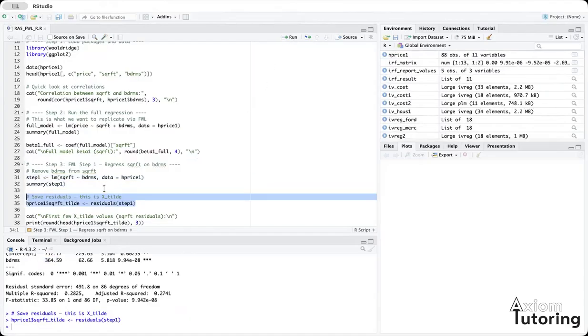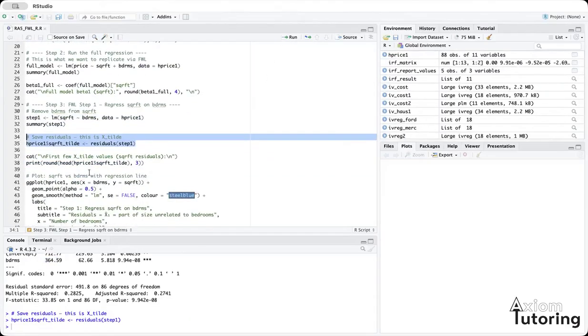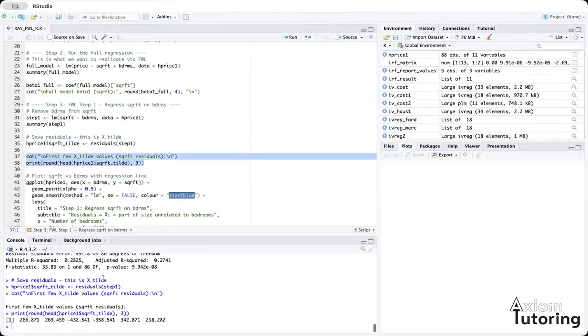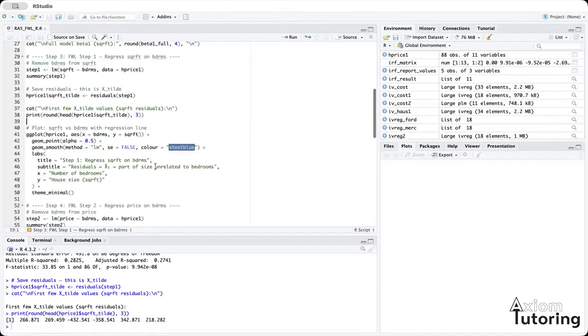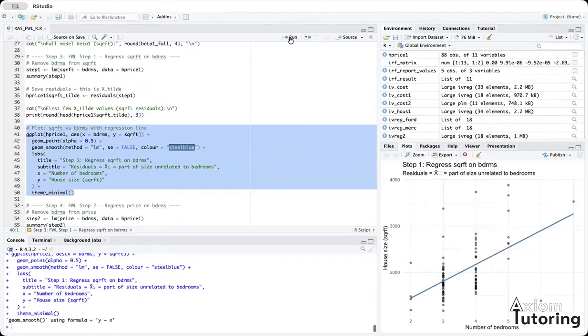So once we save the residuals as an actual variable, we can also see more information on how the residuals look. These are some of the values that we see. We can also do a plot of the square feet variable and bedrooms variable just to see what exactly we expect out of this regression. And as you can see, this is a positive relationship, because the higher the number of bedrooms, the higher also the size of the house overall will have to be.